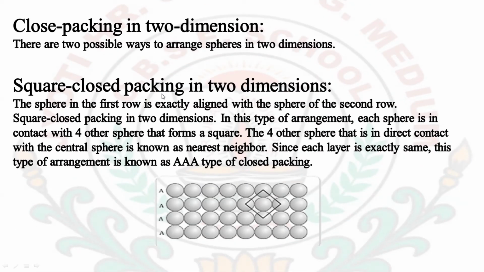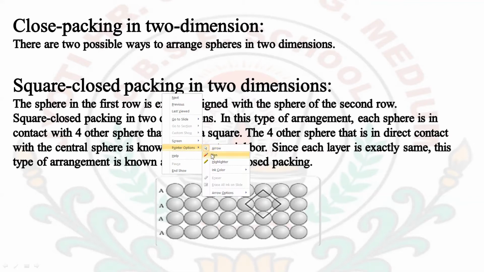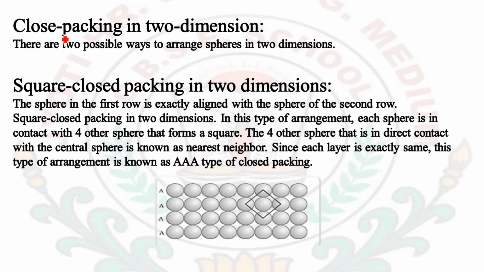Next, close packing in two dimensions. That was close packing in a single dimension. Now moving to close packing in two dimensions. There are two possible ways to arrange spheres in two dimensions. In one dimension, we can arrange the spheres in only one way, but in two dimensions there are two ways. The first way is square close packing.